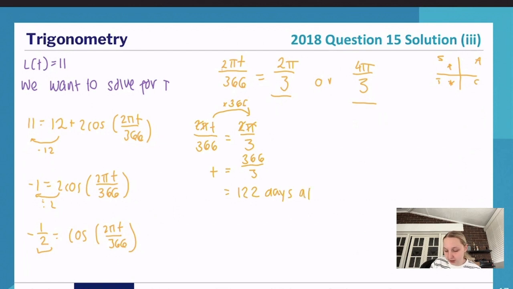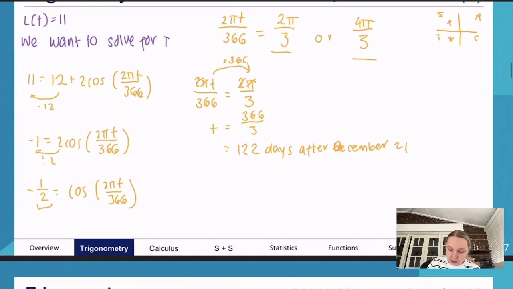Remember, this is when we're thinking about what our solution is going to look like: 122 days after December 21. And then we're going to do the same thing with our second solution. We're going to get 4 pi on 3. And with this one, we can cross our pi's out on both sides. Then t is equal to 2 times 366 on 3.